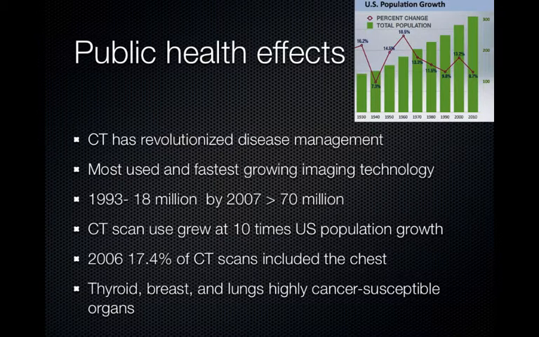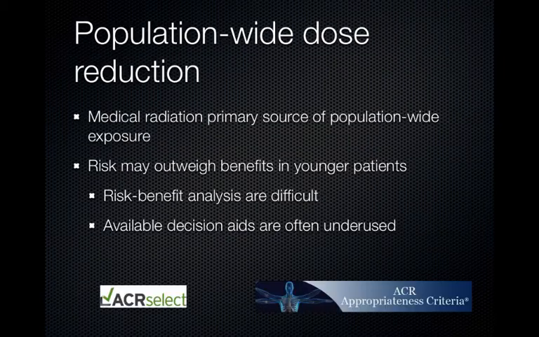This is very important because chest CT scans include radiation exposure to the thyroid, breast, and lungs, which are all highly susceptible. Medical radiation has now replaced background radiation and is now the primary source of population-wide radiation exposure. There are younger patients where the risk may outweigh the benefits of radiation exposure. Risk-benefit analysis is often difficult.